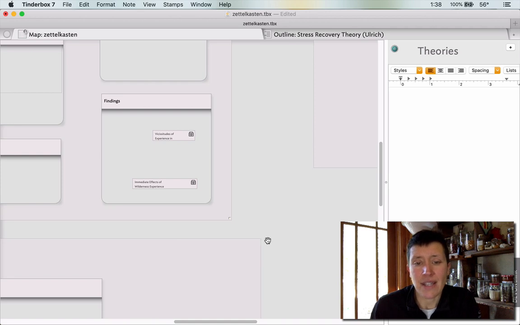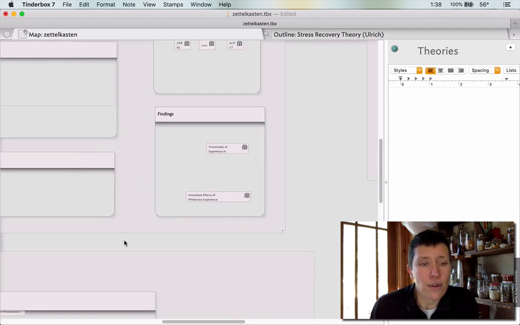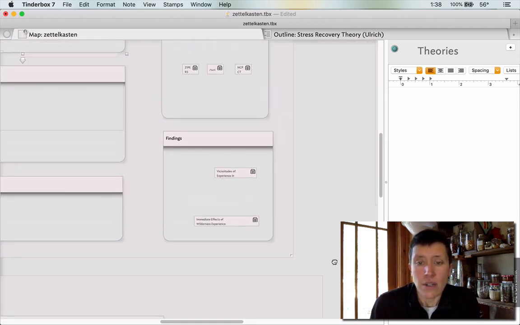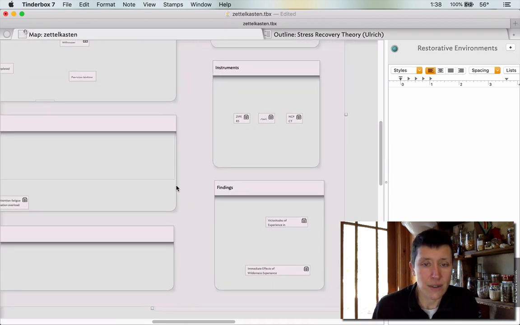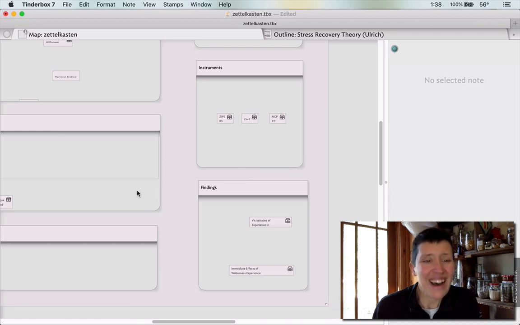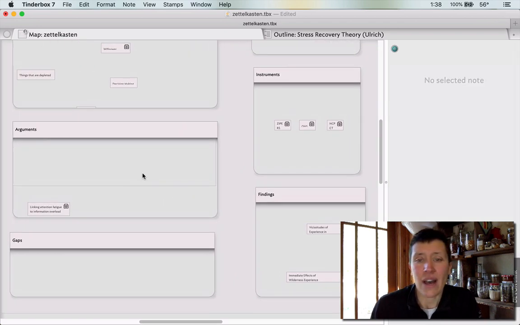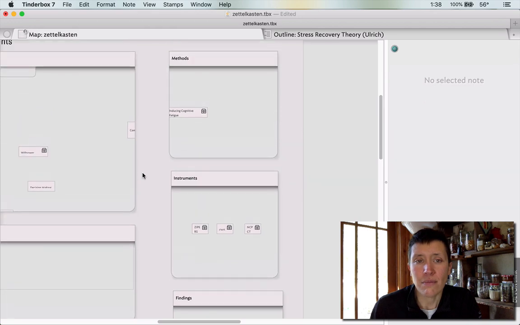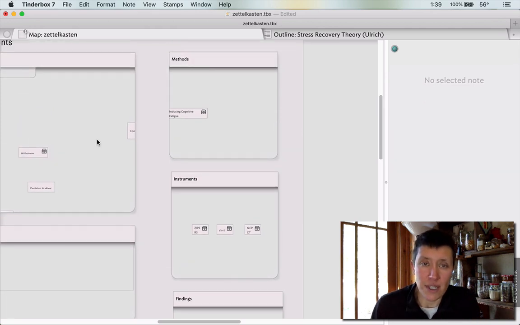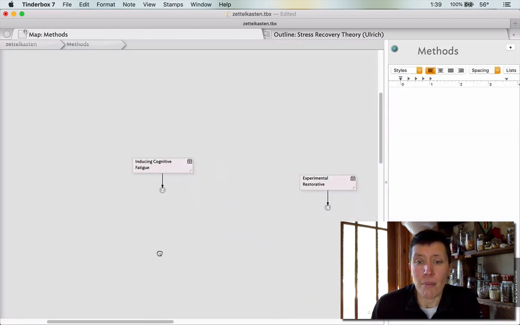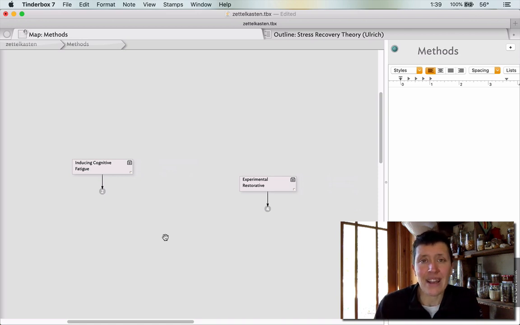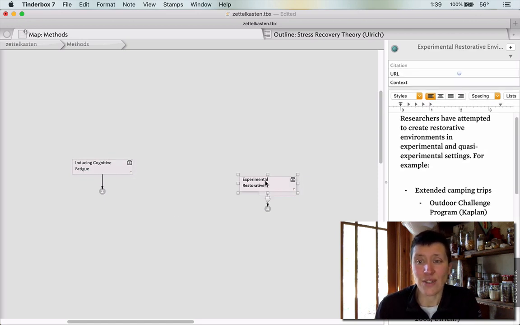And I guess the very last thing I wanted to take you to is just a little bit of an orientation. Here's where one of those bugs are. An orientation to how I am recording different parts of this besides just theories. And that is just when I come across, for example, a method that someone uses, I put it in the methods thing so that I don't forget that this is one way that you can study restorative environments.